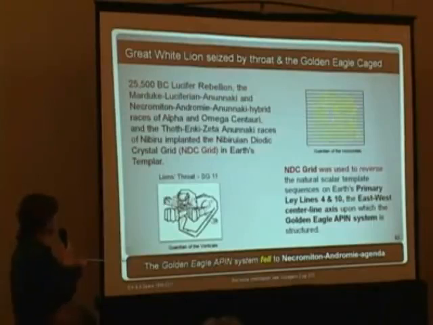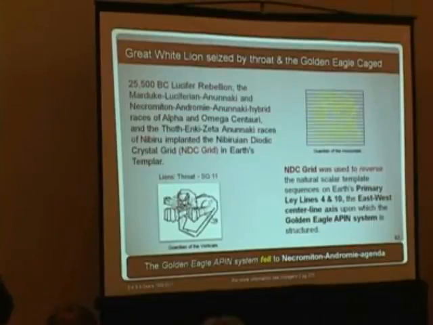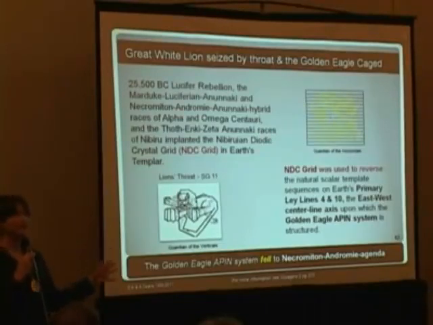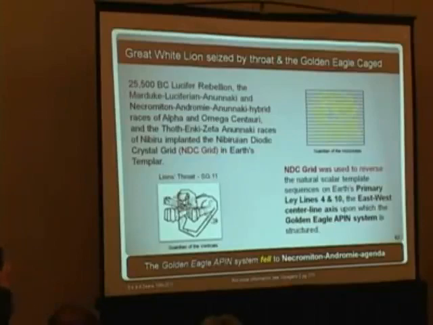The golden eagle Apin system fell to the Necromaton Andromi agenda. So the golden eagle is no longer the golden eagle at this point. It's the white eagle. So those white eagle teachings out there, you might want to feel out where they're really coming from.